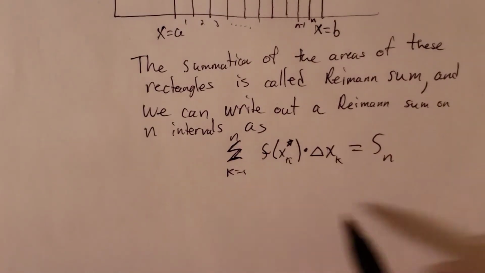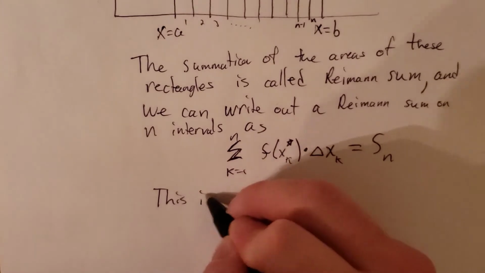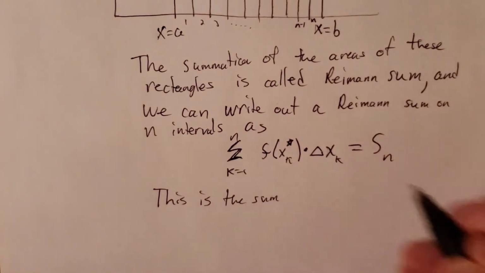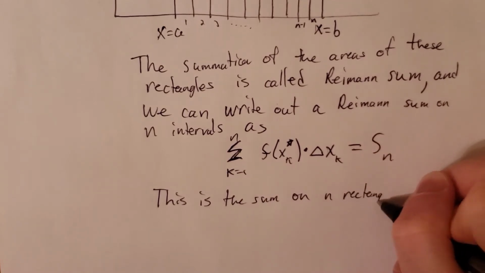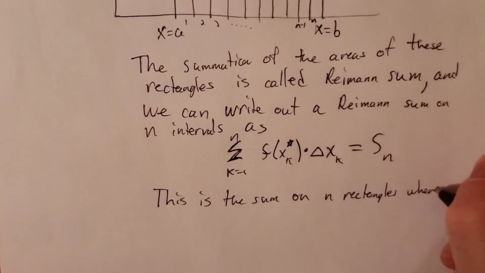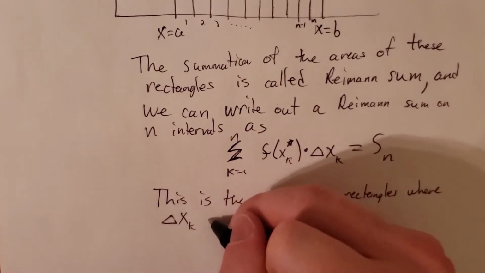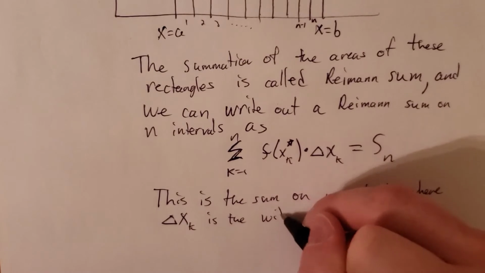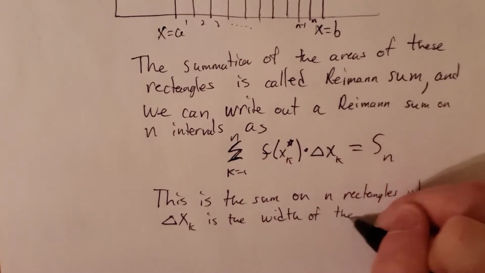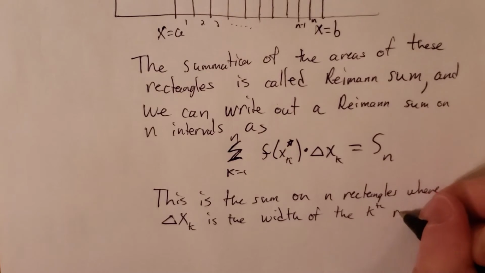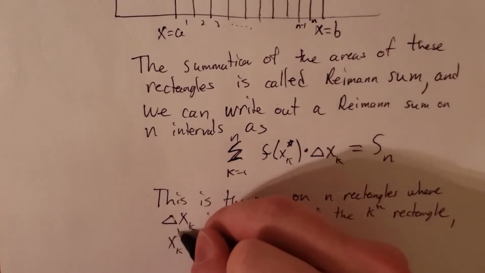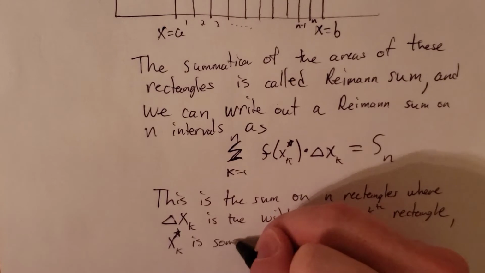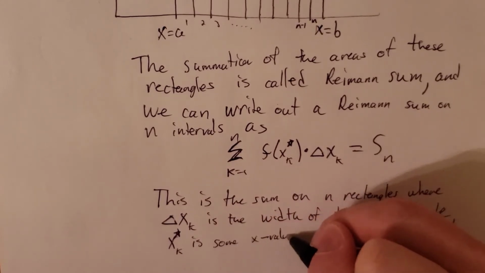Now what is all of this? Well, this is the sum on n rectangles where delta x sub k is the width of the kth rectangle, and then x sub k star is some x value in the kth interval.